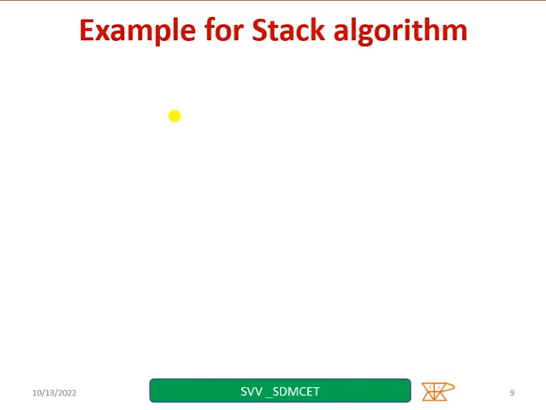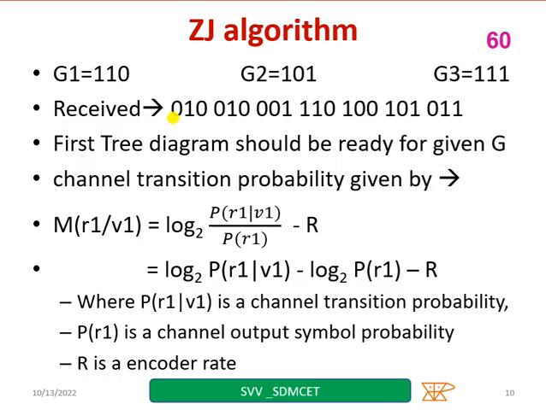Example for the stack algorithm, a numerical example we will take. Just now I told G1, G2, G3. Let us take the same G1, G2, G3. Consider I have received 010010001. This is the received bit stream. First, the tree diagram should be ready for the given G.